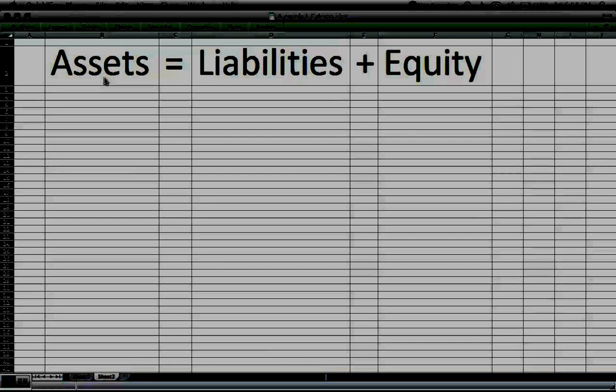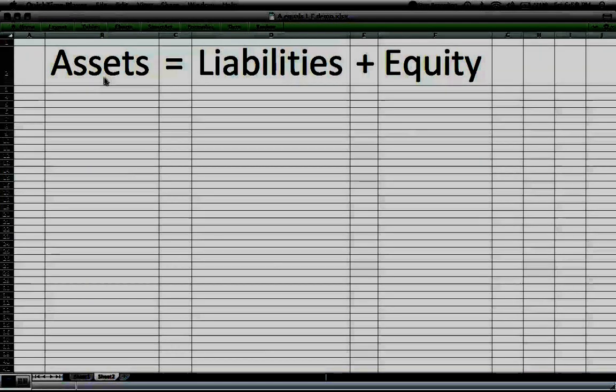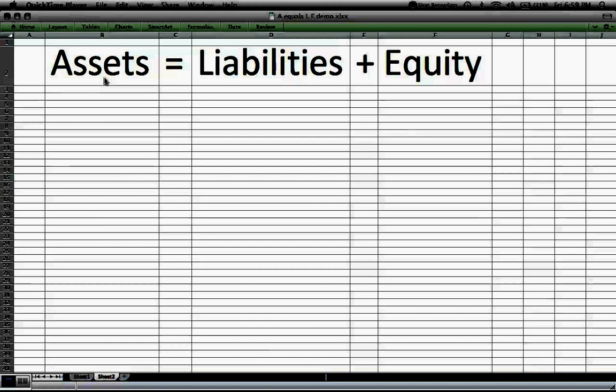So you should remember, over and over and over again, as you jog around the field, as you exercise, assets equals liabilities plus equity. You should say it over and over so that you're thinking it when you wake up in the morning. Assets equals liabilities plus equity. Now, let's jump in and talk about what are assets, what are liabilities, and what is equity.